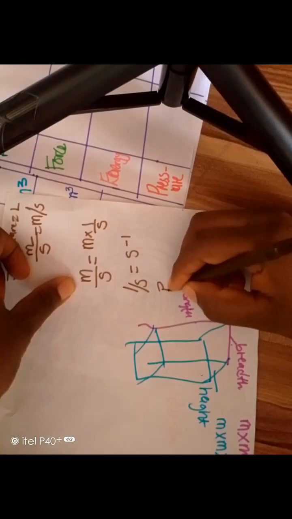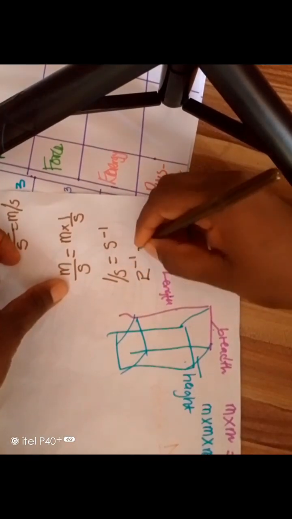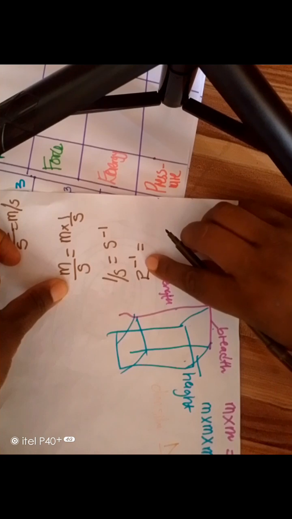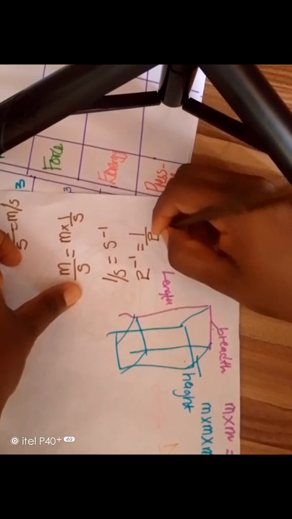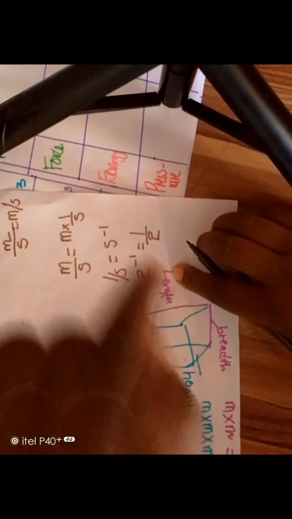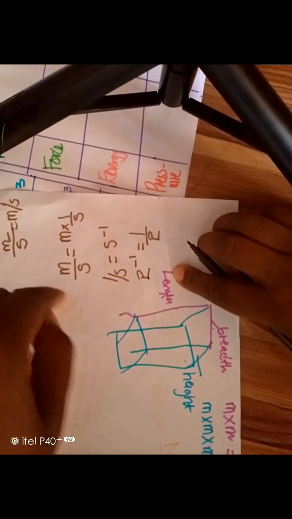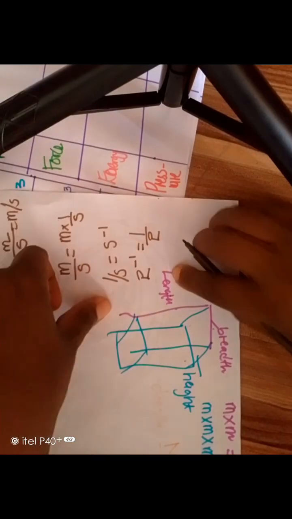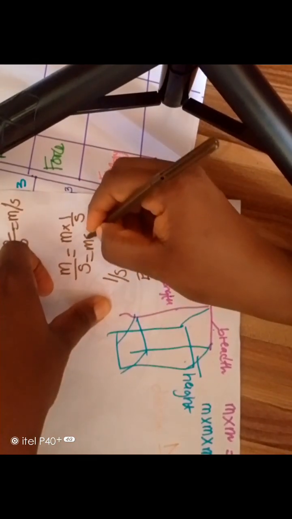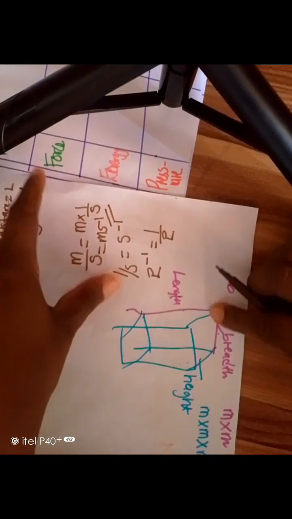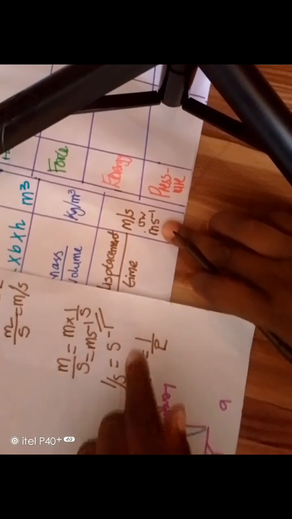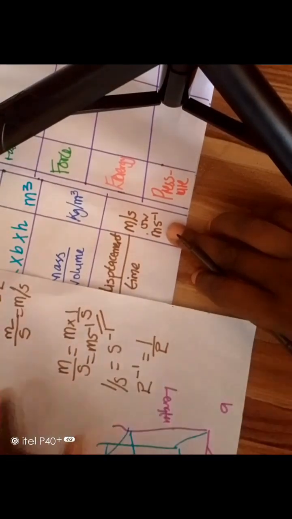Any number. If I write 2 raised to power minus 1, it simply means 1 over 2. Understand? Any number, any letter written like this is this. Have you seen it? So that is what is applicable here. Understand? M times 1 over s is the same thing as m s⁻¹. Have you seen it? Do you understand it now? Very good. So that is why we can put it like this or like that. They are the same thing. Do you understand? Very good.